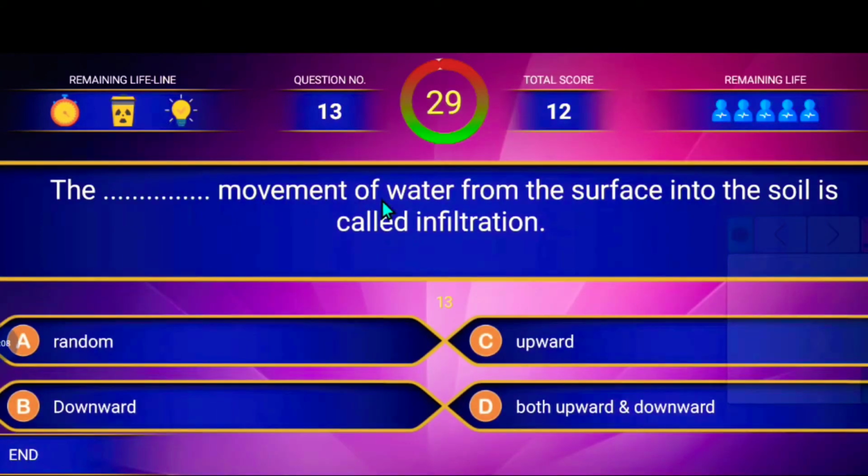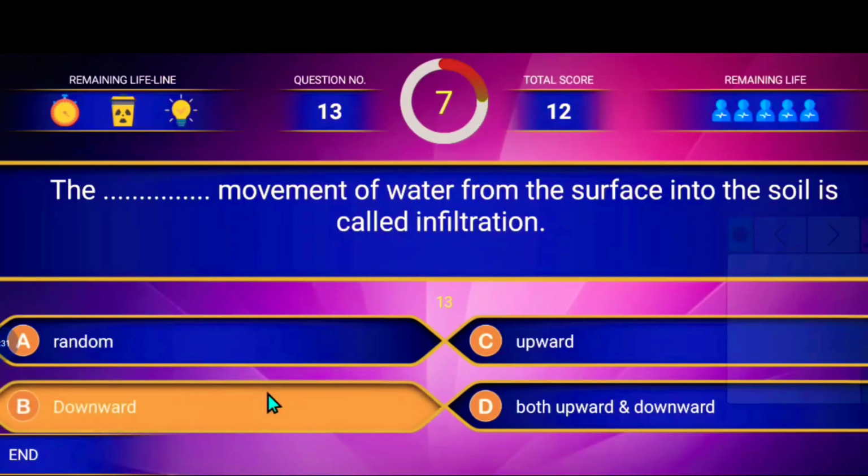The dash dash movement of water from the surface into the soil is called as infiltration. First option is random, second one is downward, third option is upward, the last one is both upward and downward. So it is the definition of infiltration. The dash dash movement of water. Which movement of water? So the correct option is downward movement of water. So let's complete the definition of infiltration, the downward movement of water.